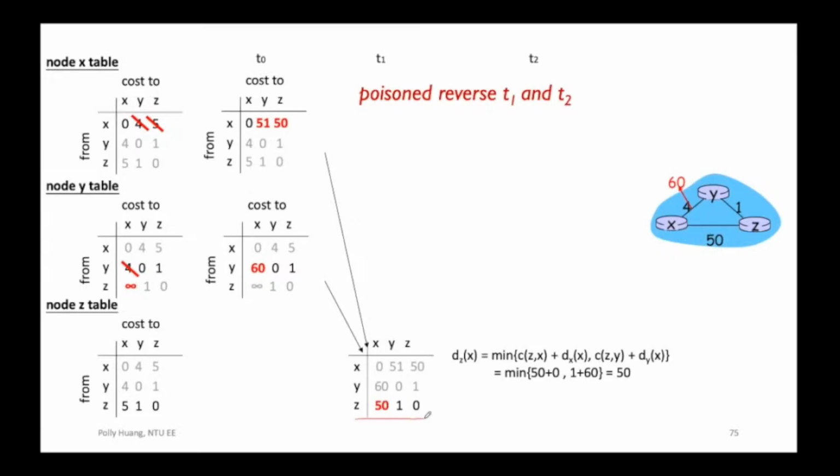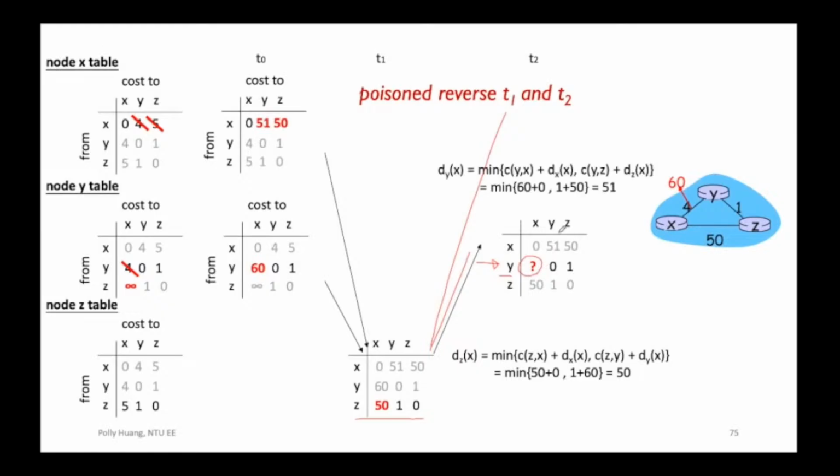So we update dz, and dz is going to go to the neighboring nodes. And so y, recalculating dy again, the dyx is going to be different as well. Two neighboring nodes, 60 and 1 are the link costs. The dxx is 0. The dzx entry value is 50. So 51 compared to 60, 51 wins. So to go from y to x, now the shortest distance is this path.